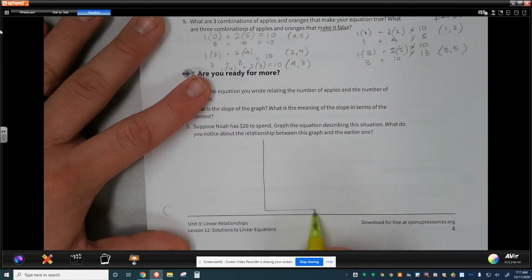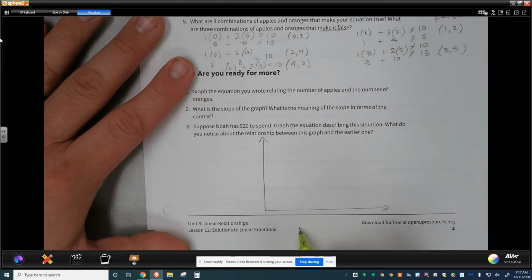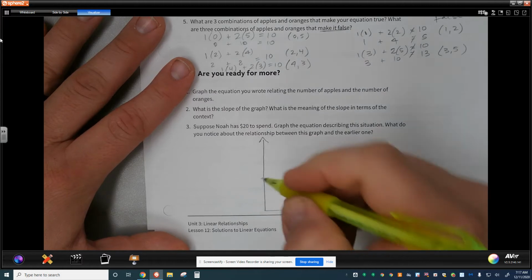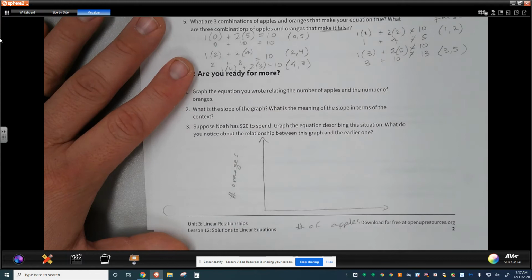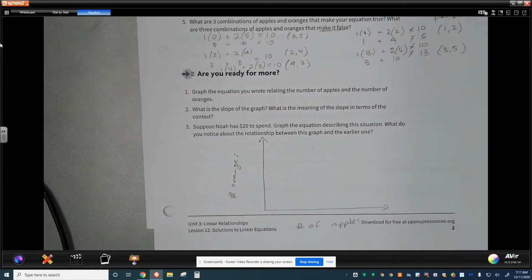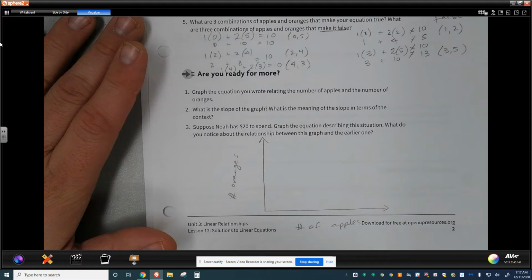This will all be in the first quadrant because everything on this one has to be about positive values. And we would say number of apples here, and then the number of oranges on the y-axis. Now, when we think about this, we could buy quite a few oranges for $20. I want to think with the end in mind right here to put them both on here.